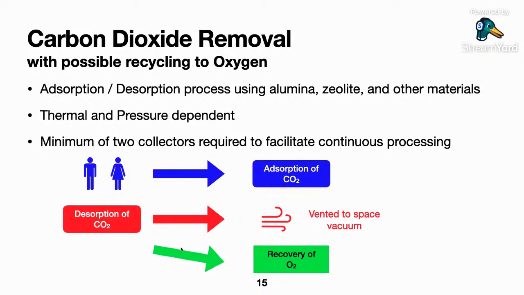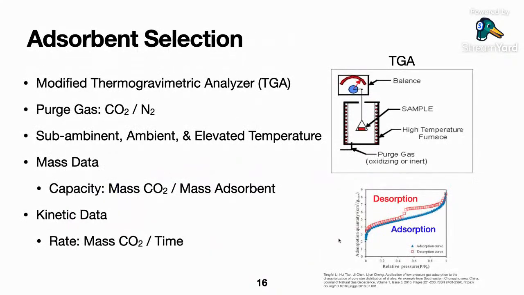But the other way that we could go is to do the same thing, we used space vacuum as a vacuum source, but then we'd also heat it again and release the carbon dioxide, and then we would recover the oxygen. I'll talk about how that's done in just a moment here. Now, my part in this was absorbent selection. So this is how we would pick the best absorbent material.